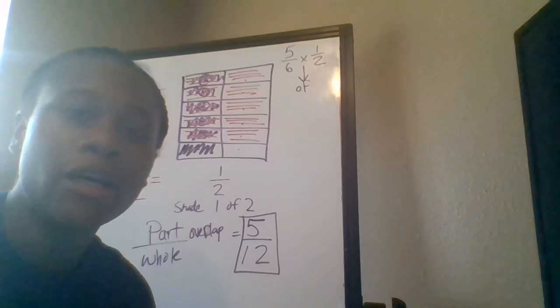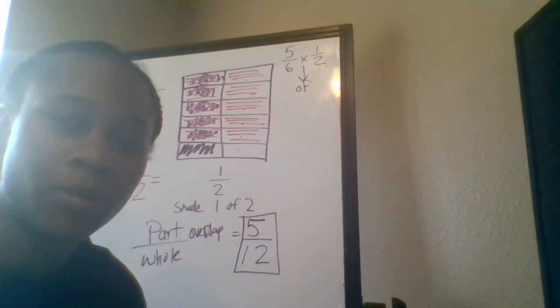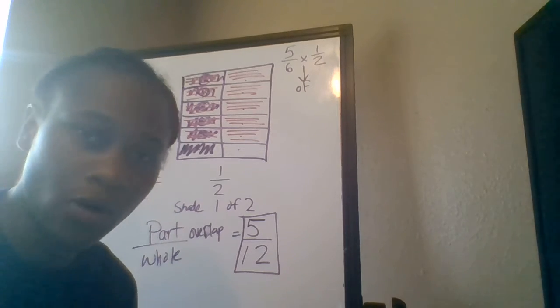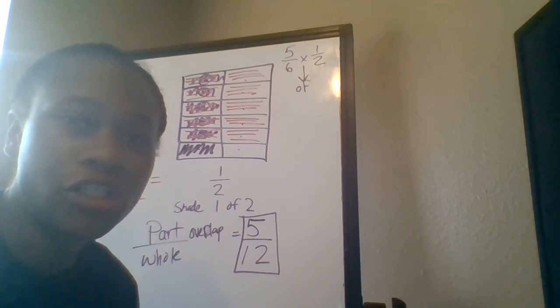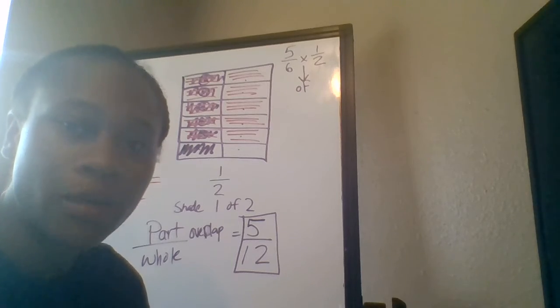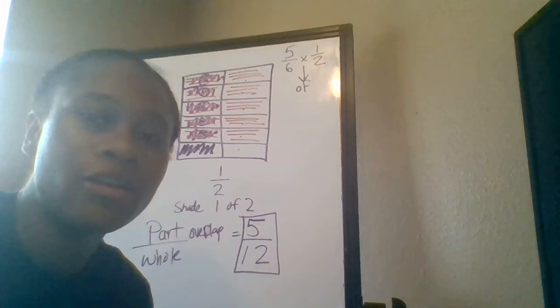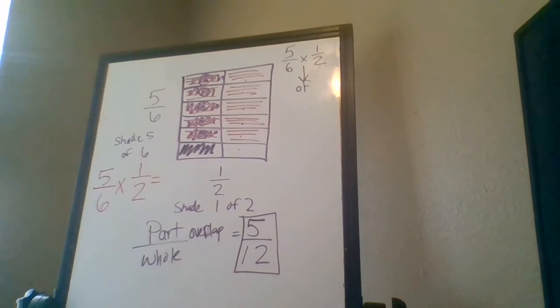Numerator times the numerator, denominator times the denominator, because a fraction is a part out of a whole, not a whole number, a part out of a whole. So keep that in mind. Always change mixed numbers into improper fractions and then multiply the numerator times the numerator and the denominator times the denominator. So now we're ready because we have 2 fractions here.